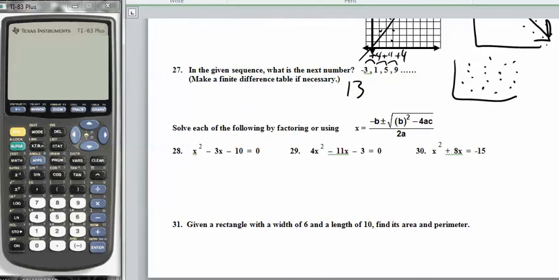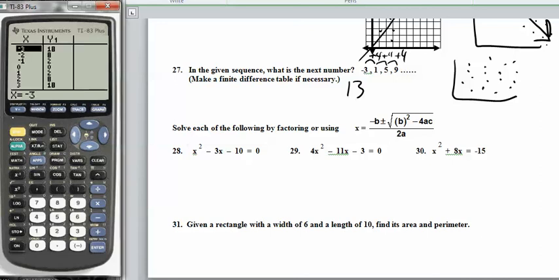Alright, so the last part of this video is awfully long, so let's see if we can move through this. Solve each of the following by factoring or using the quadratic formula, x equals minus b plus or minus the square root of b squared minus 4ac, all over 2a. Now remember, we didn't practice this a lot. We had a method that we used in the calculator if it didn't come out evenly. So what we're going to do here is just plug this in and see if it comes out evenly.